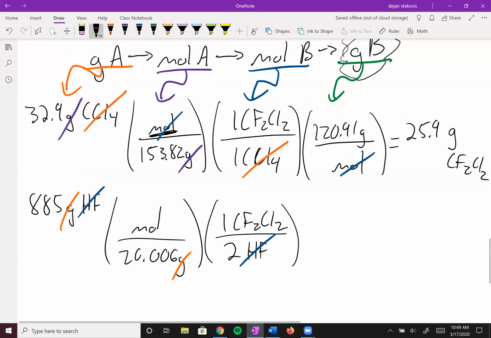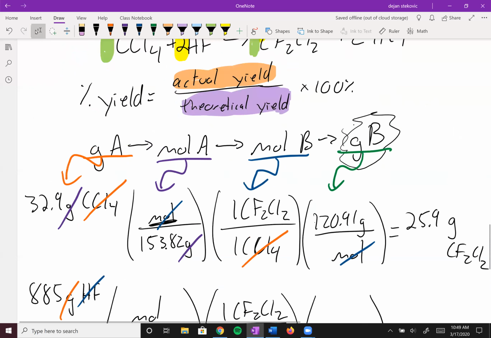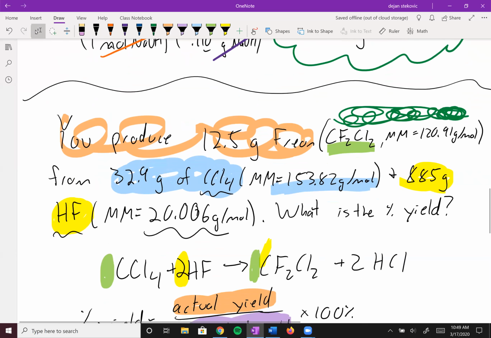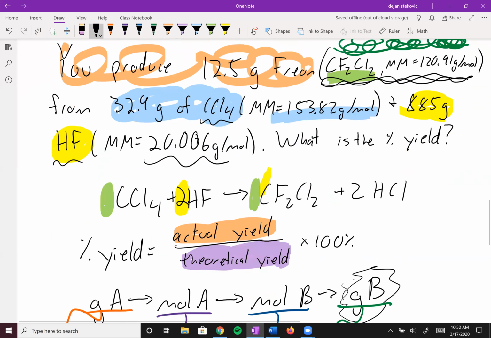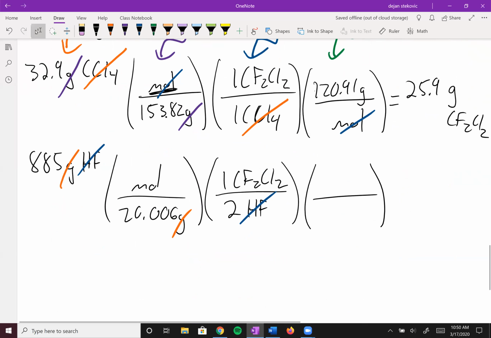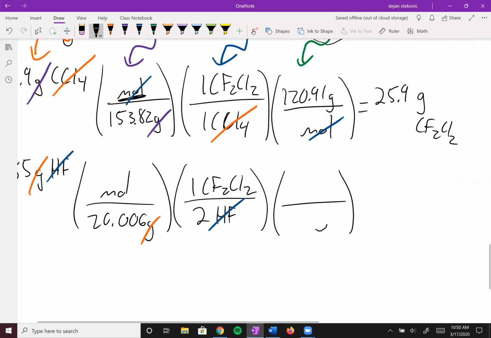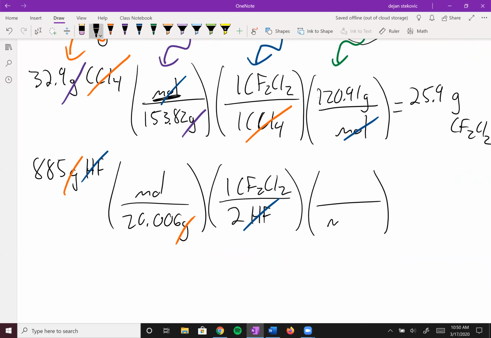So now we're at moles of CF2Cl2. Now we have to go back to grams of CF2Cl2. How do we go from grams to moles? Again, it's the molar mass, so we're going to use this again. So down here we have moles. Up here we'll put 120.91 grams. Grams or moles and moles are going to cancel out. We'll be left with grams of CF2Cl2.